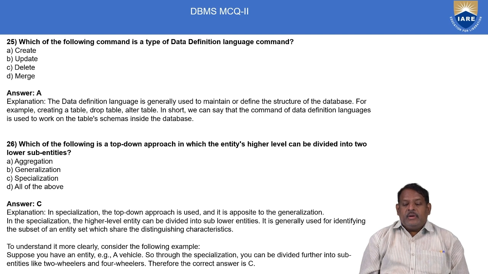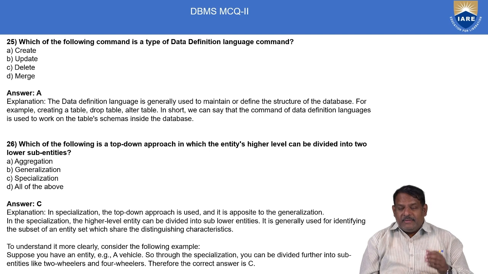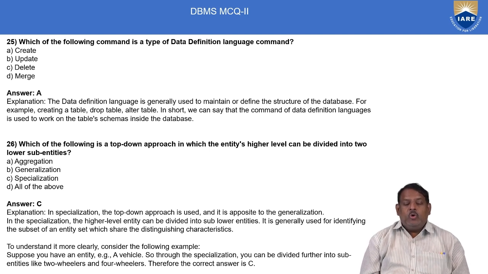Now next question: which of the following is a top-down approach in which the entity's higher level can be divided into 2 lower sub-entities? So we have some hierarchies here. The options given here are aggregation, generalization, specialization, all the above. So the right answer would be C.